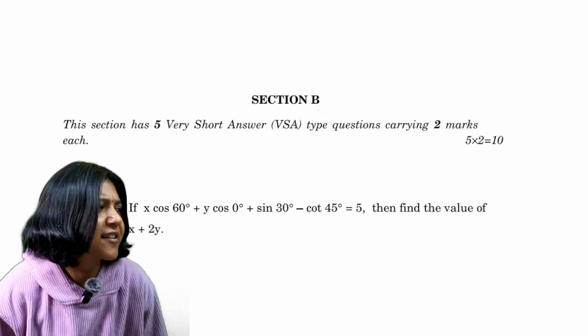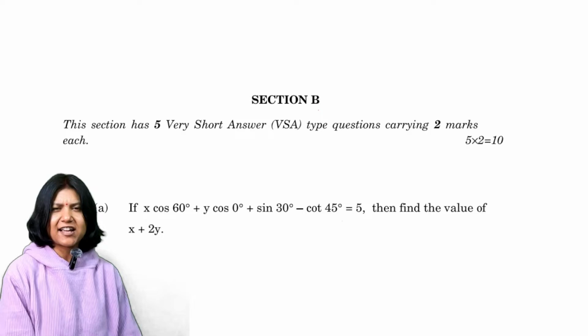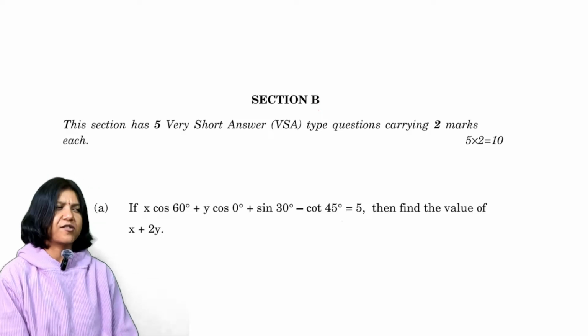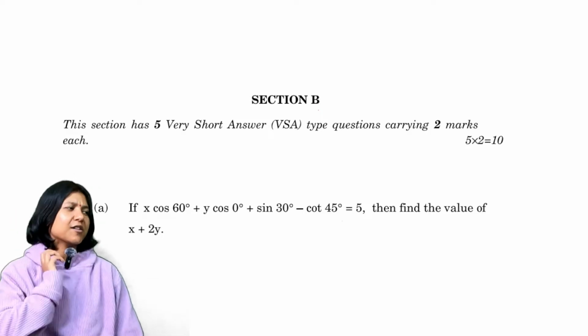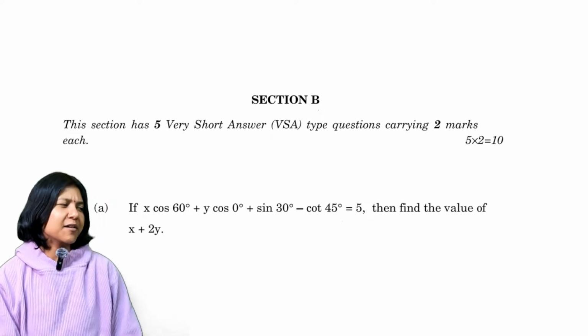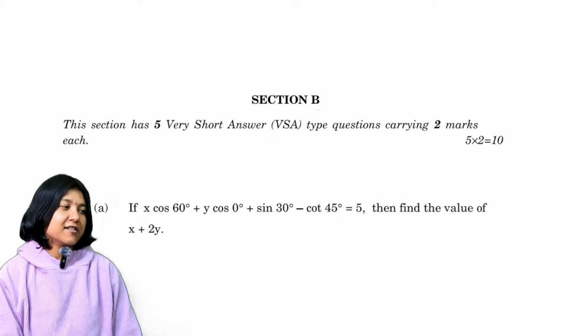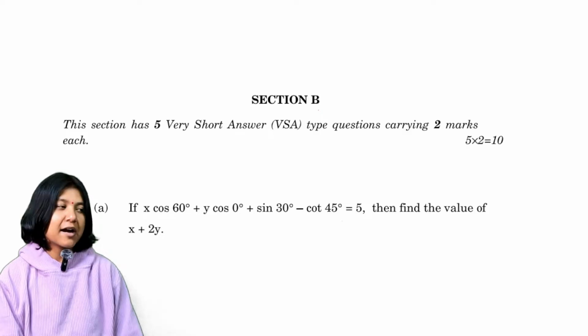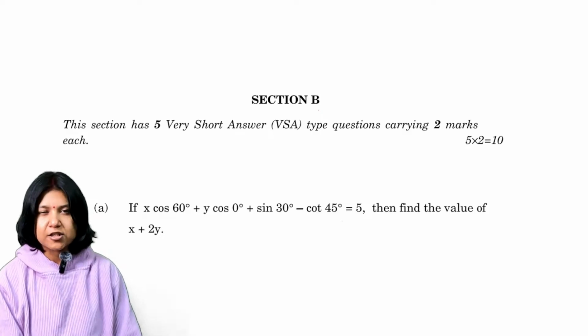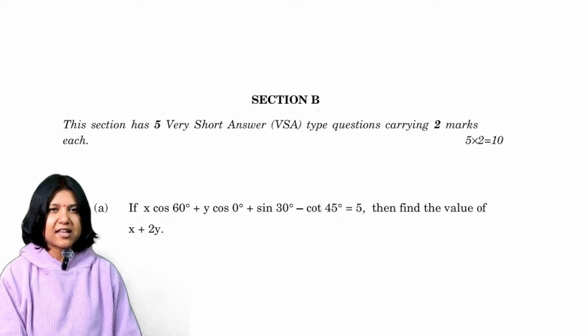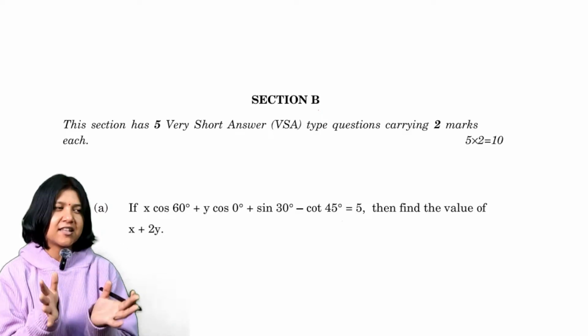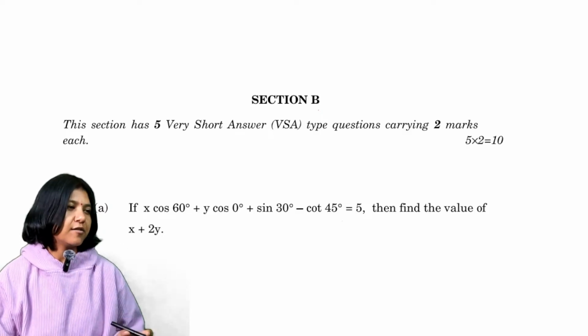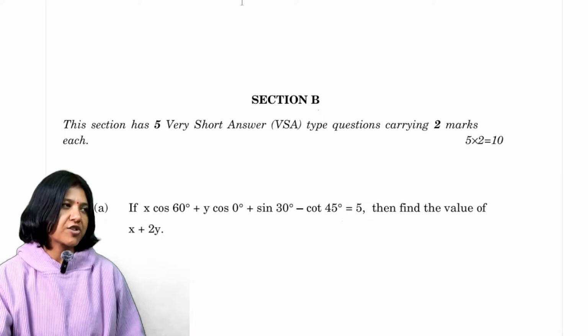Okay, so let's get started with the short answer type questions, right? Very short answer type questions. So question 21 is asking me to find out the value of x plus 2y provided they have given me an equation. I call it an equation because they have given me some expression and that is equal to the number. So how exactly can I approach questions like this?